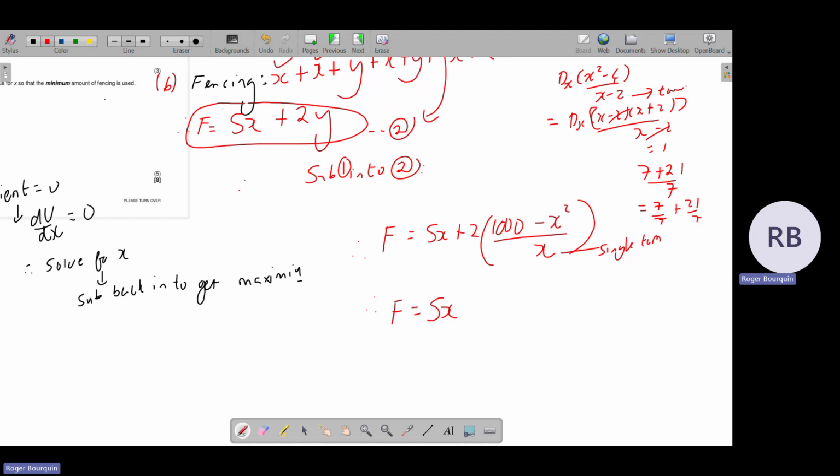So what are we going to get? Plus 2 times 1,000 over x, right? Minus, you can skip steps, minus x squared over x. Because anything over 7 means the whole thing divided by 7. You good with that?